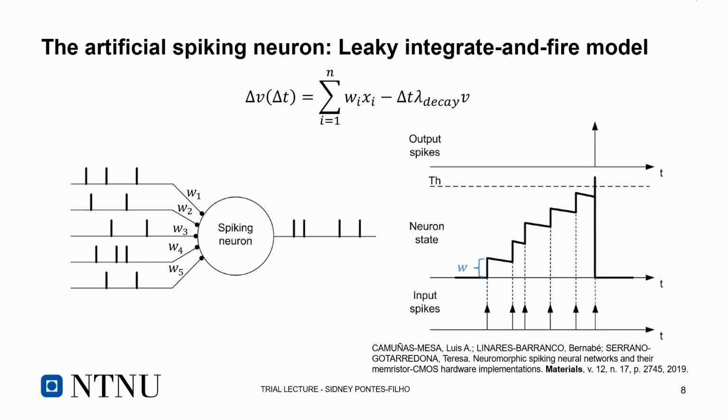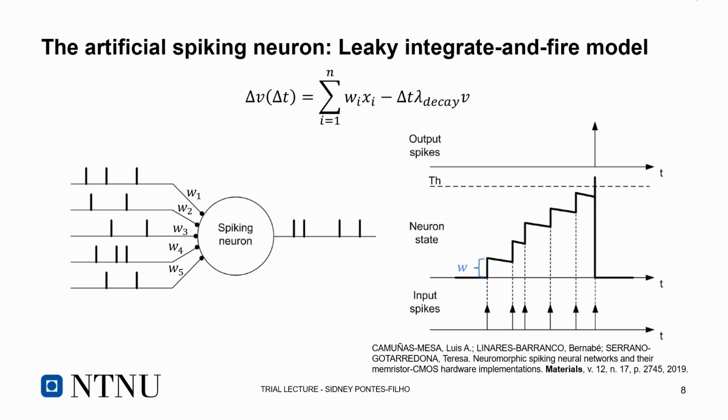But when this neuron state reaches a certain value, the threshold, it outputs a spike, and then it resets the neuron state. This is how an output spike is generated using this model, leaky integrate-and-fire, and it's just a very abstract way of how our biological neurons work.